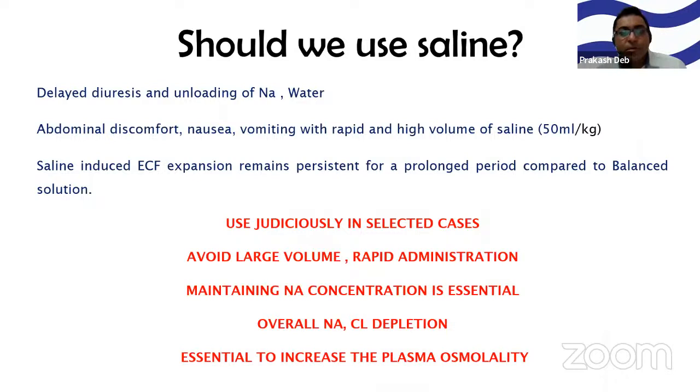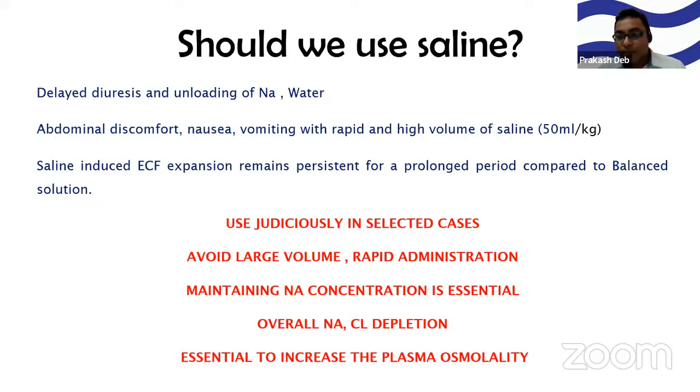Compared to the balanced crystalloid solution, saline solution causes delayed diuresis. That is, the unloading of sodium and water may take many days to wash off from the body. So we have to be very careful when we are treating patients with hepatic failure or heart failure. We have also seen that in a healthy adult, if you give a very rapid volume of saline, it may cause some GI discomfort. And unlike balanced crystalloid solutions, saline-induced extracellular fluid expansion remains prolonged for quite a long period.